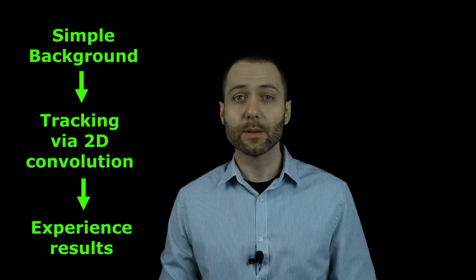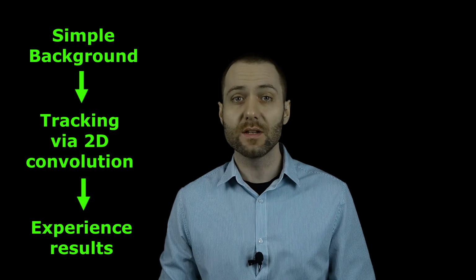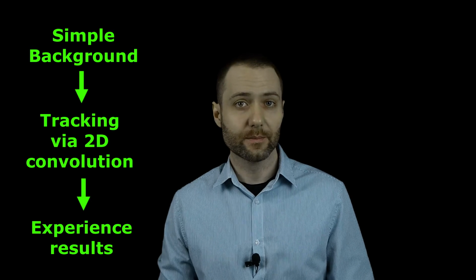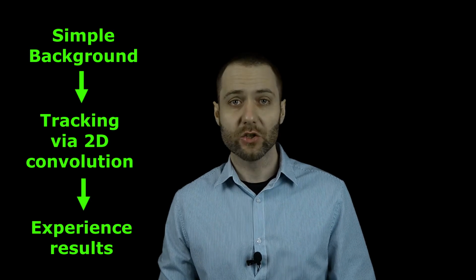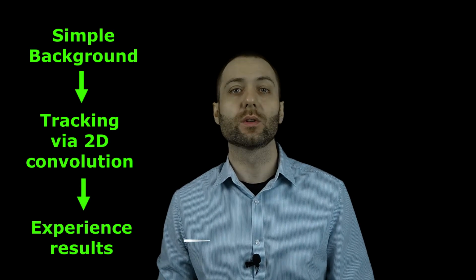Pay attention, to implement this activity, you need to have a very simple background, like this one. If our background is complex, there will be a lot of different objects. In this case, to track the needed object, a more advanced algorithm is needed. Anyway, we are going to implement a simple object tracking via 2D image convolution in real time to sense this operation and experience useful results.